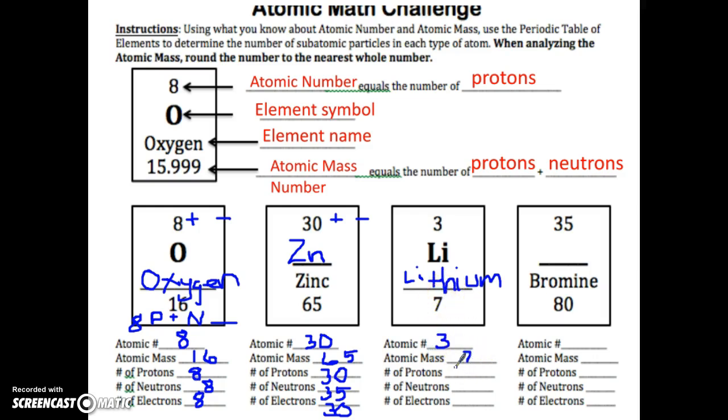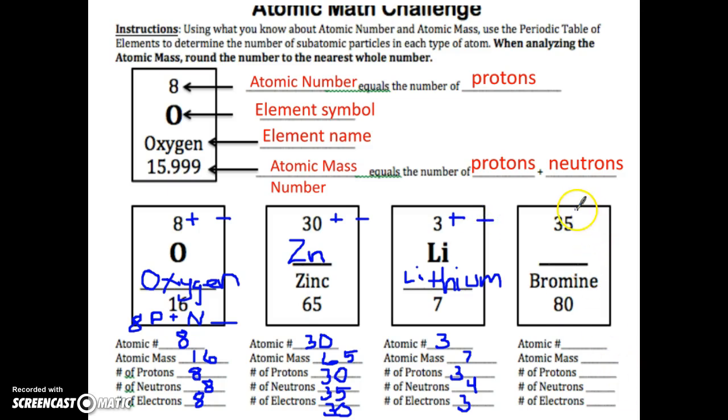There are 3 protons, because that's the atomic number. The number of neutrons is atomic mass minus atomic number. So there are 4 neutrons, because 7 minus 3 is 4. And I know that there are 3 electrons. Since there are 3 positive protons, that must mean that there are 3 negative electrons.